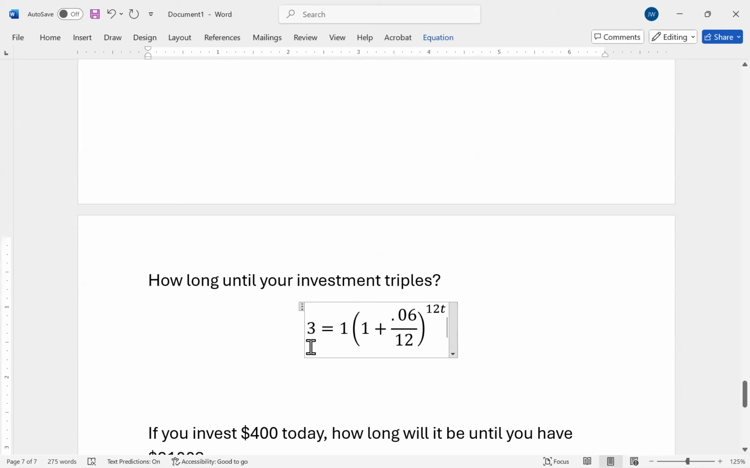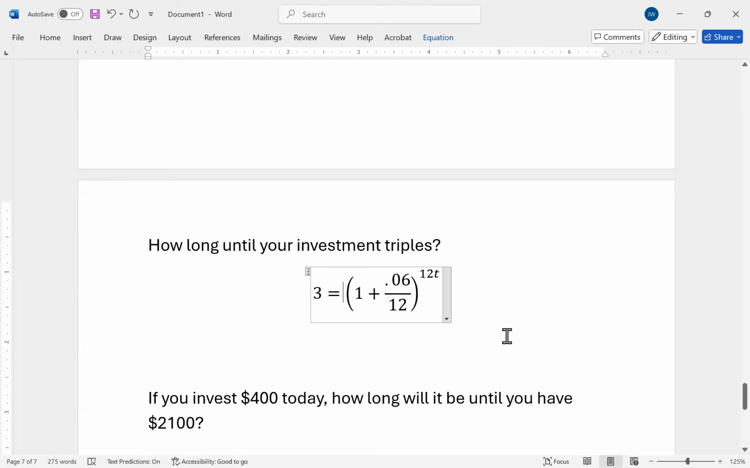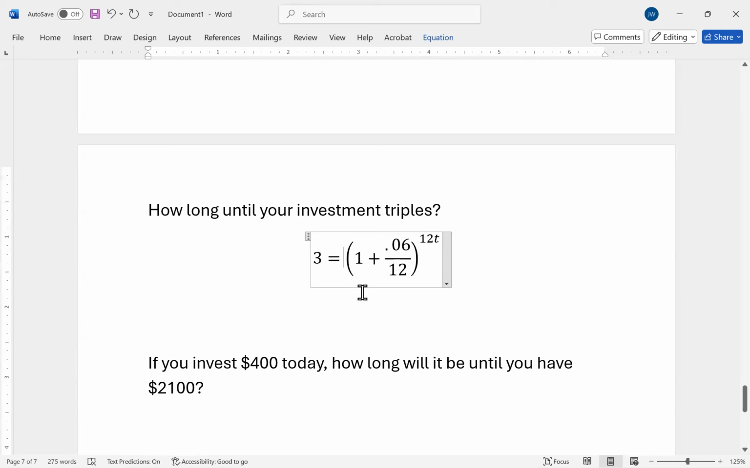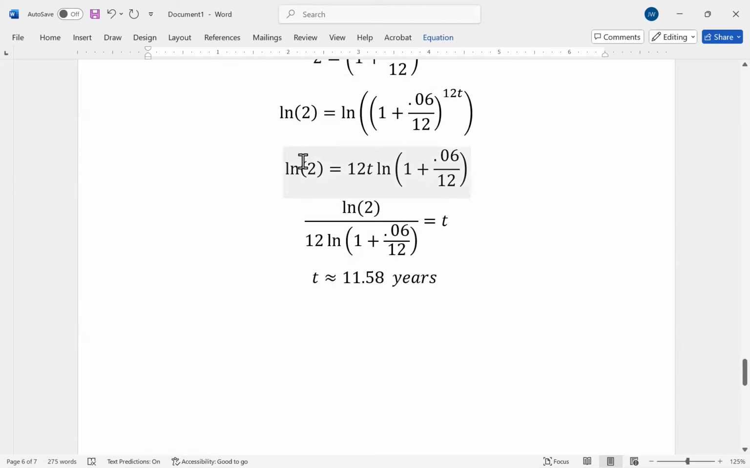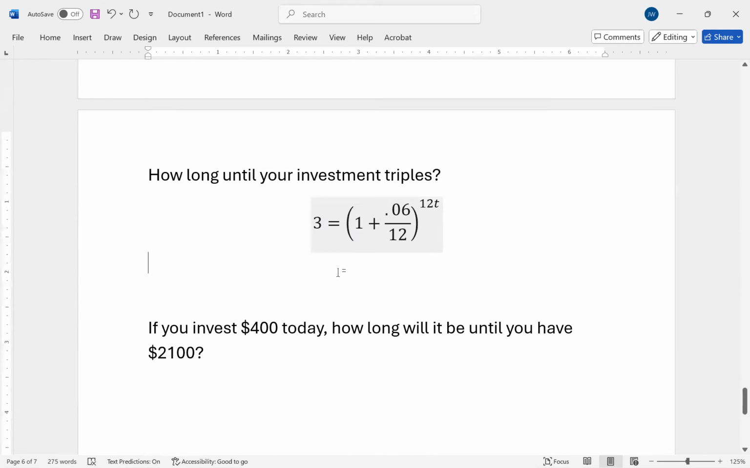And so I get 3 equals 1 times (1 plus 0.06 over 12) raised to the 12t. And I don't even have to write the 1. Now in the last problem, we did a very similar problem, except this was a 2 instead of a 3. We applied natural log to both sides. We could do that here as well. In fact, we get the same thing, except all we have to do is replace this 2 with a 3.